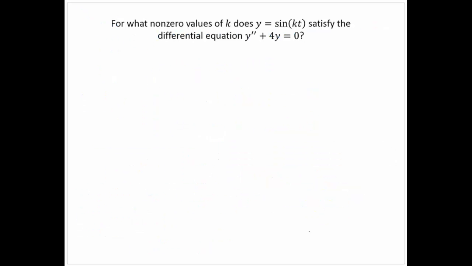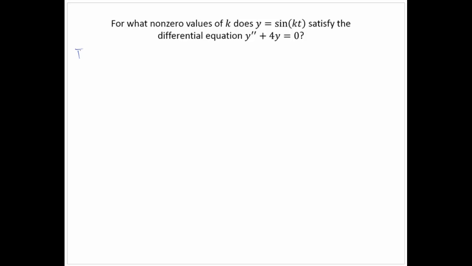For what non-zero values of k does y equals sine kt satisfy the differential equation y double prime plus 4y equals 0? This would be a good time to pause. Try this one out on your own. All right, so we're making the assumption that y equals sine of kt does satisfy the differential equation. So let's find some derivatives.